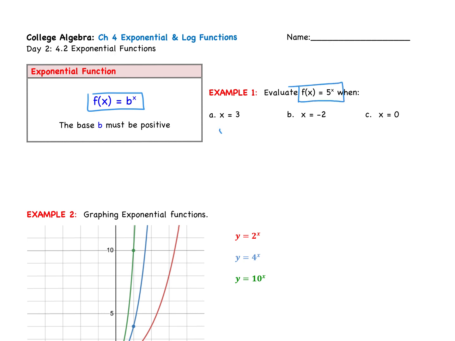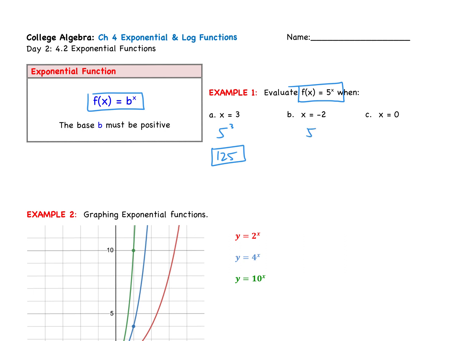So it says evaluate f of x equals 5 to the x for the following 3 values. Okay, x equals 3. That means I'm doing 5 to the third. Maybe, hopefully we can do that in our head. If not, use a calculator. What's 5 to the third? 125. That's it, done.